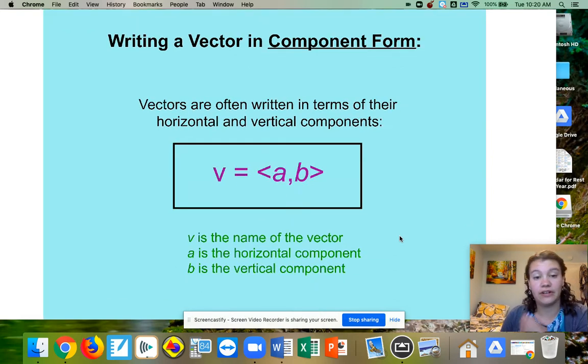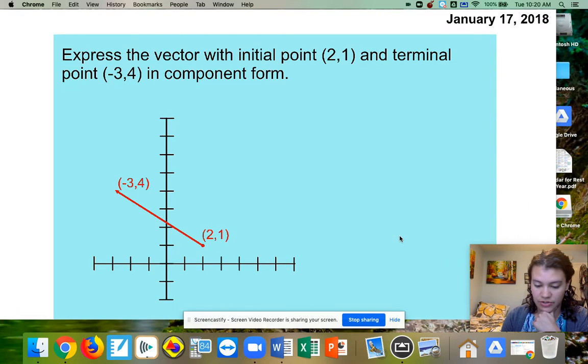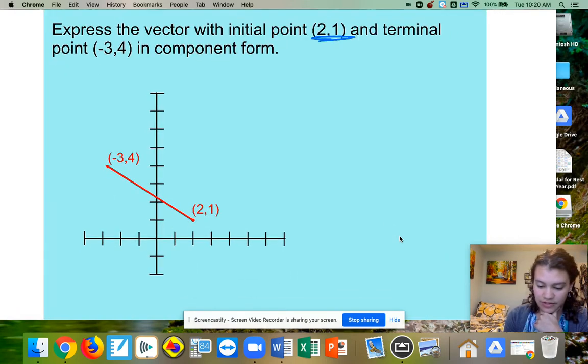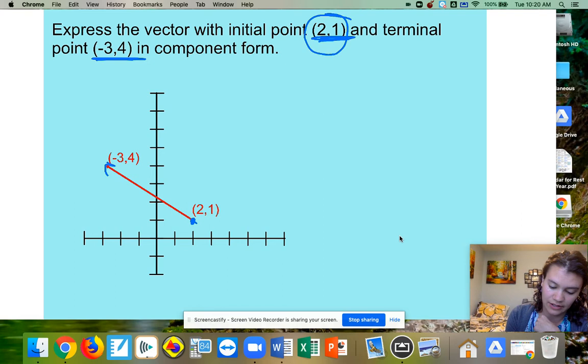All right, so writing vectors in component form. So this is listing it as their vertical and horizontal components. So a is your horizontal, or how far you're moving in the x direction. b is how far you're moving in the y direction. So how to actually do that? So here we have 2 points, (2, 1) and (-3, 4). So it starts right here, that's your dot, and then ends here.